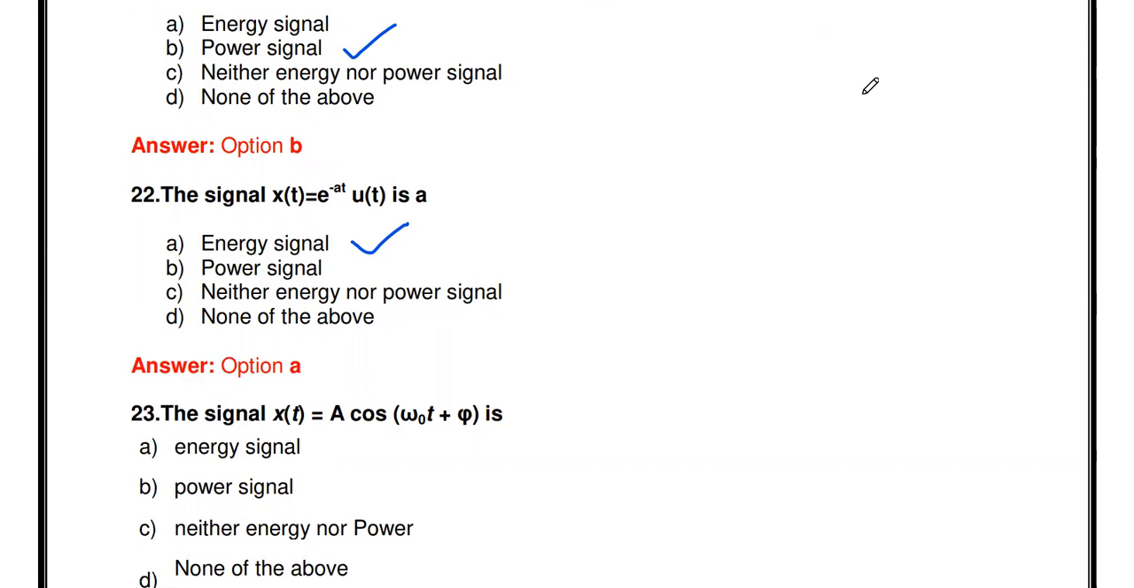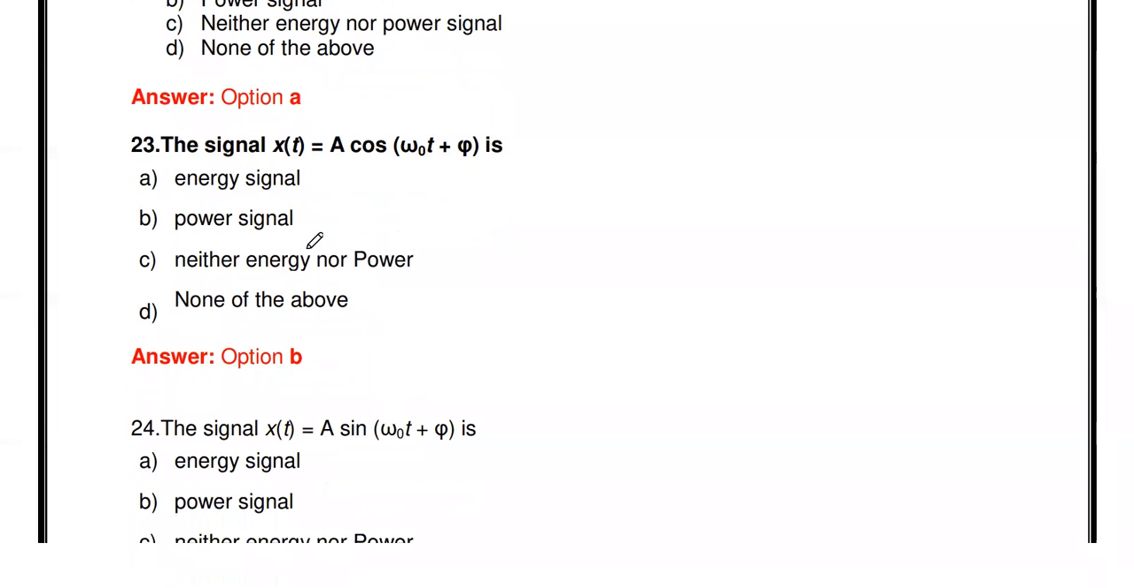What is the formula to verify whether the given signal is energy or power? The energy formula for a continuous time signal is the integration from minus infinity to infinity of x of t the whole squared into dt. Instead of this x of t, you just substitute. If you integrate, we will get a finite answer. So an exponentially decaying signal is an energy signal. You can remember it.